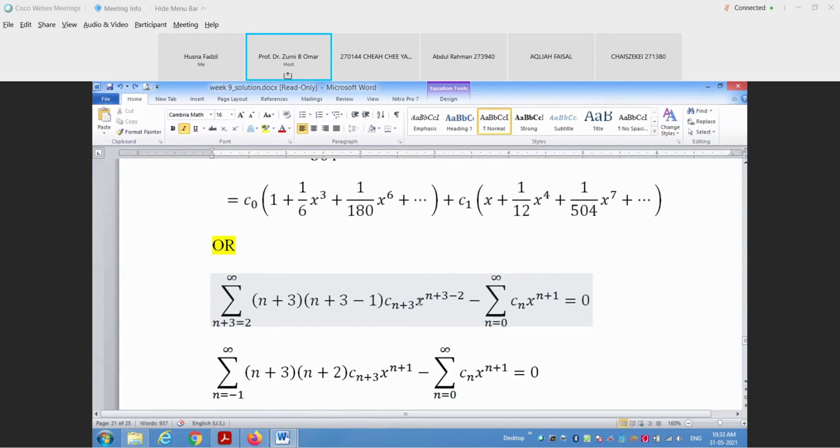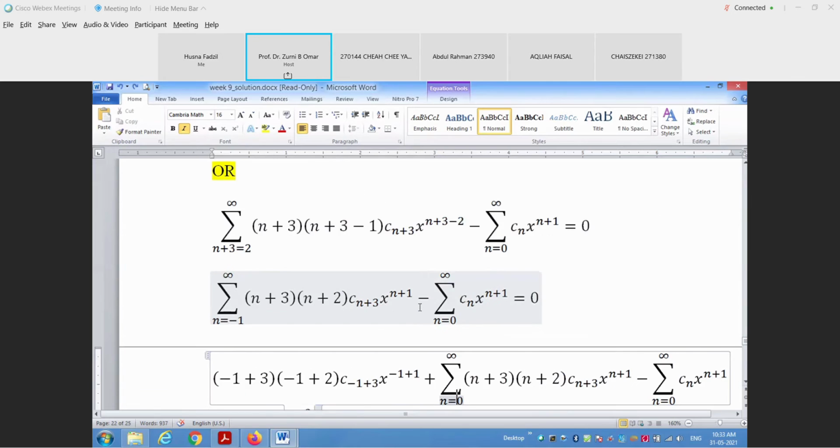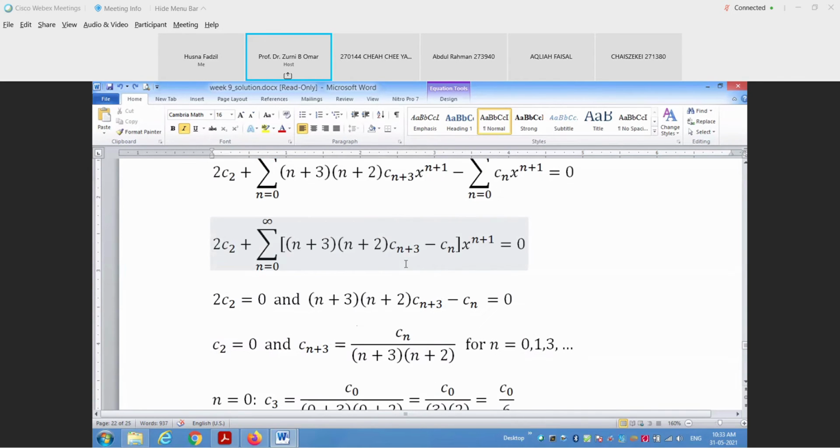Okay, and then here we have Cn plus 3 and then minus Cn. Before this, minus Cn minus 1, now becomes Cn. And then x power n plus 1. Before this we have x power of n. But you do the same procedure. So all these will be 0 if and only if 2C2 equal to 0, which implies that C2 equal to 0. Okay, we have the same answer as before.